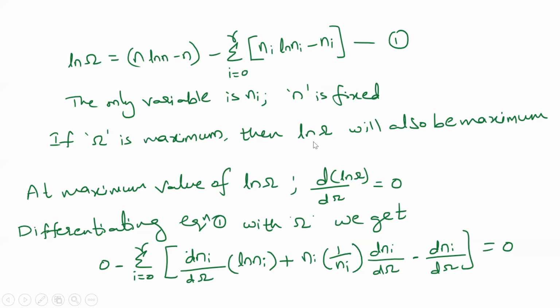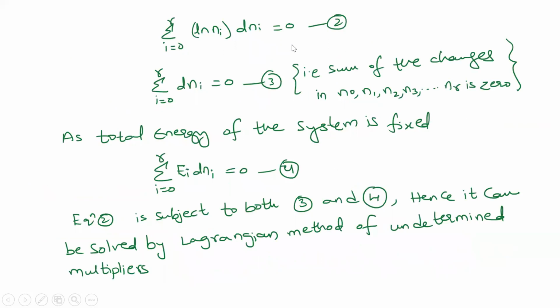So here, if we find the condition for this ln omega being maximum, then that applies to omega also. When we differentiate this to 0, we get the condition for maximum. So at the maximum value of ln omega, this will equal 0. Here we are differentiating this equation 1, and when we do that and simplify, we get this second condition.